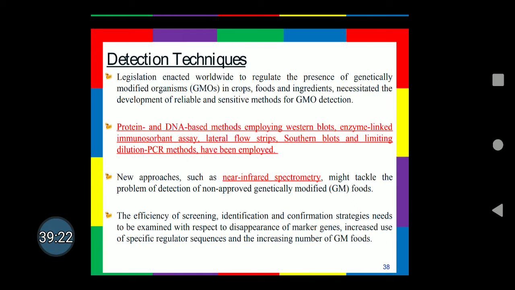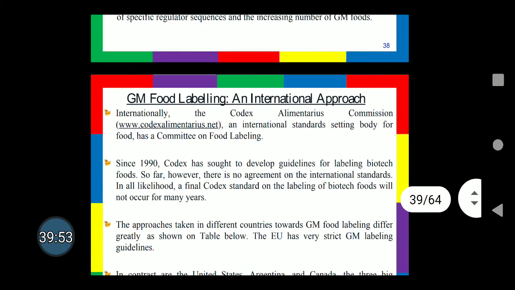new near infrared spectrophotometry that tackles the problem of detection of non-approved genetically modified food. The efficiency of screening, identification and confirmation strategies needs to be examined with respect to the disappearance of marker genes. Increased use of specific regulator sequences and their increasing number in GM food.